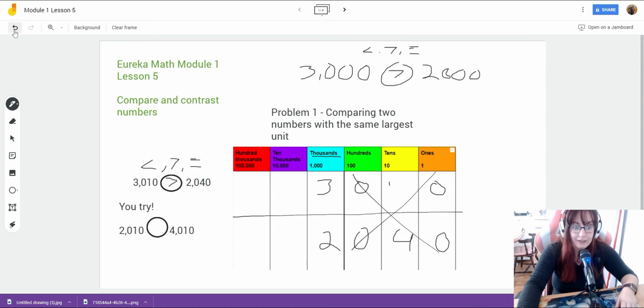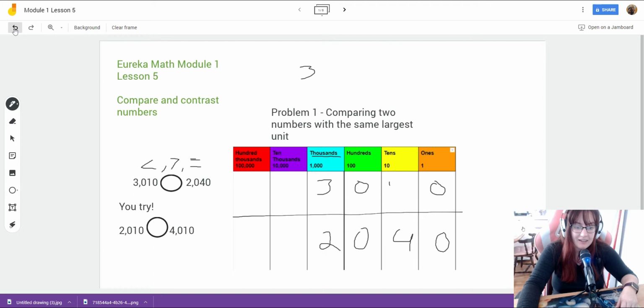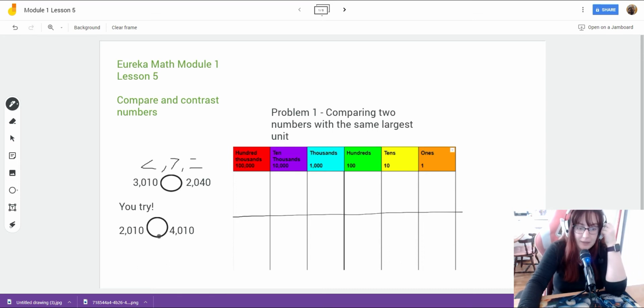So fourth grade, what I would like you to try right now is 2010 compared to 4010. So you're going to put in these two numbers on the place value chart, compare them, and put the correct symbol in this circle. So go ahead and try this out.